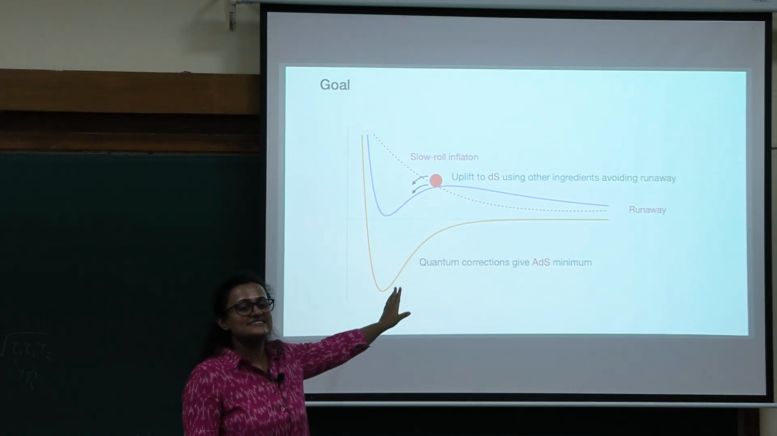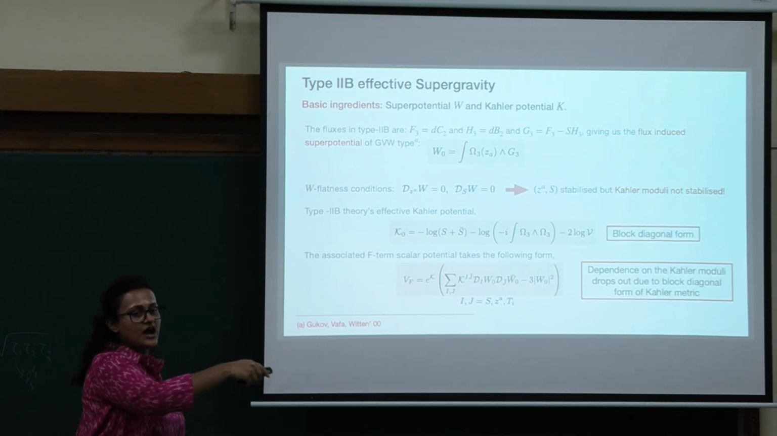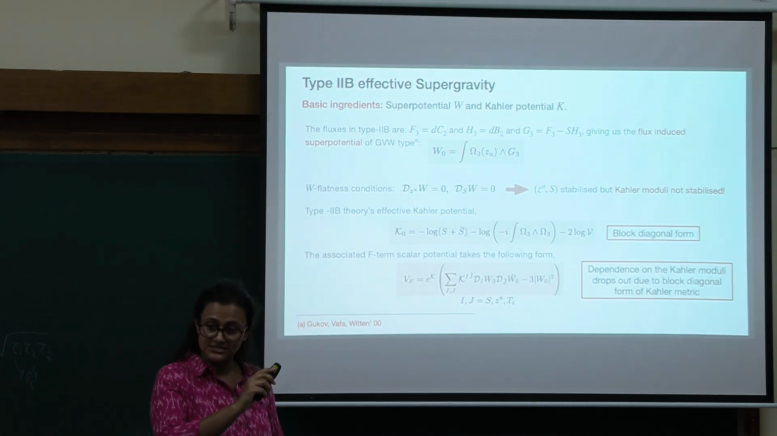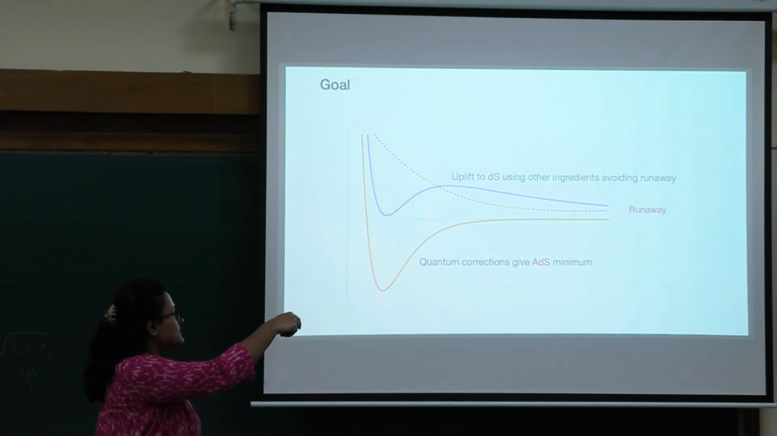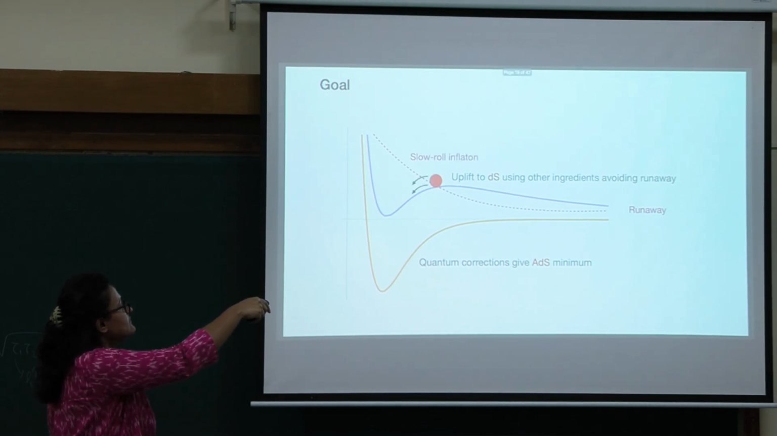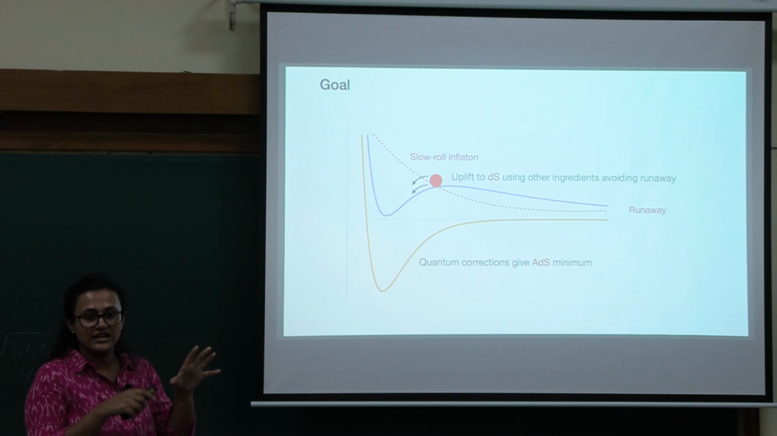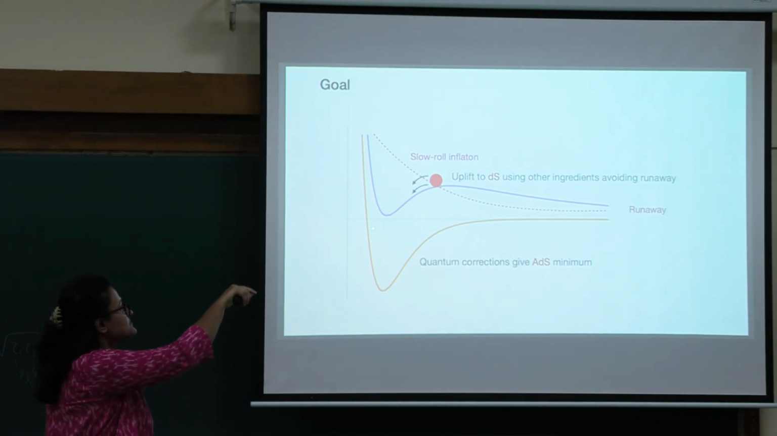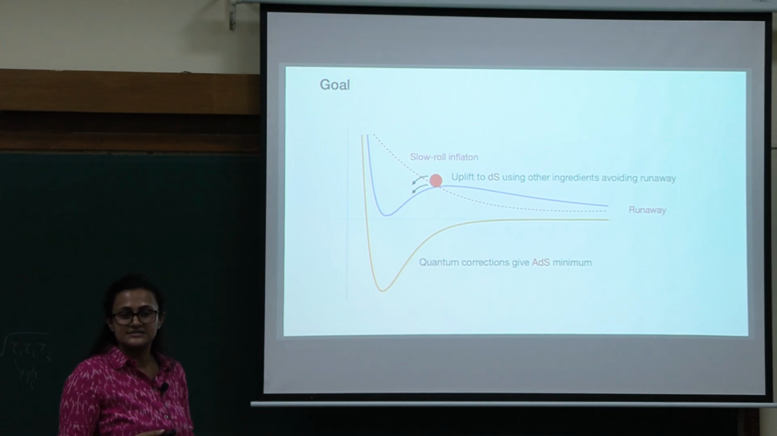So once I derive this scalar potential after the addition of the quantum corrections, I will get an AdS minimum. Then I uplift using some other ingredients, and on top of it I will have this scalar field which was flat at tree level. Now I have a potential generated for it. Then I will displace it from its minimum and let it roll down towards the minimum, giving us the exponential acceleration, the 60 e-folds.